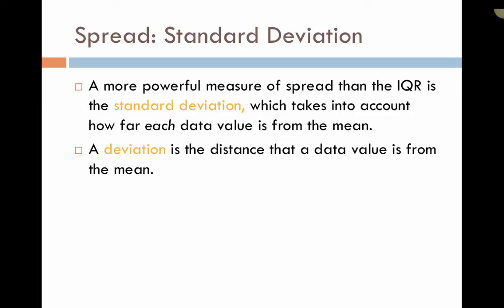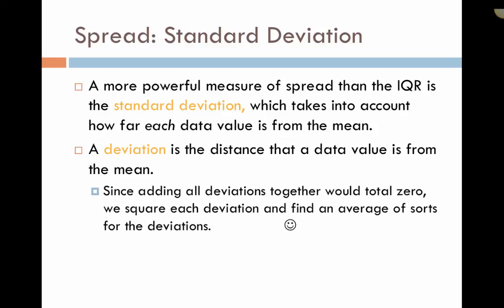Now this means that you can have both positive and negative deviations because some data values will be above the mean and some data values will be below the mean. Because we can end up with both positive and negative deviations, adding them together would end up giving us 0. So we square all of our deviations and then find an average of the deviations.